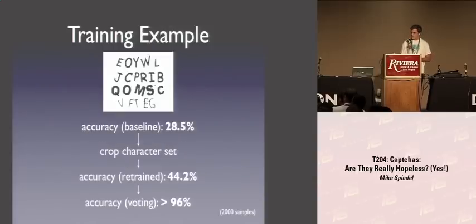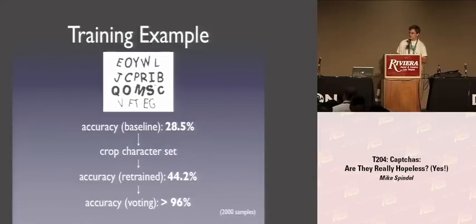Here's a simple example with the CAPTCHA we saw on the second example of preprocessing. If we take the baseline accuracy of Tesseract with the English training set, we can read the whole CAPTCHA word about 28.5% of the time. And that's with 2,000 samples. If we then crop the character set so that Tesseract has been retrained for just uppercase letters, we can bump that up to 44.2%, which is pretty significant. It's huge for a spammer.